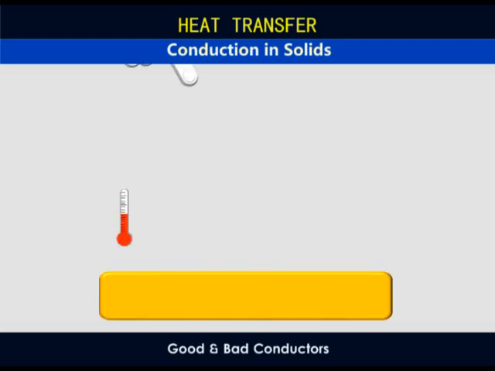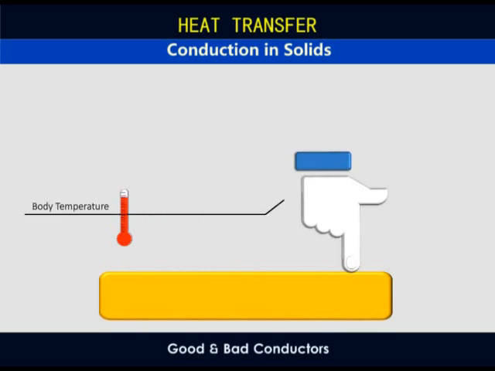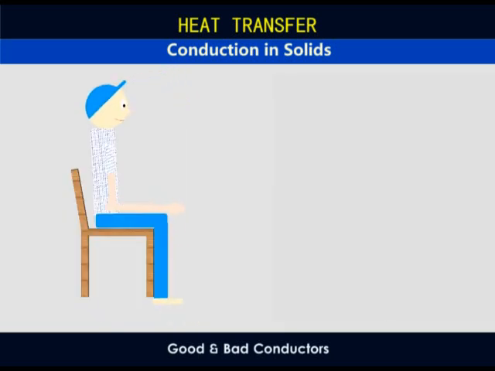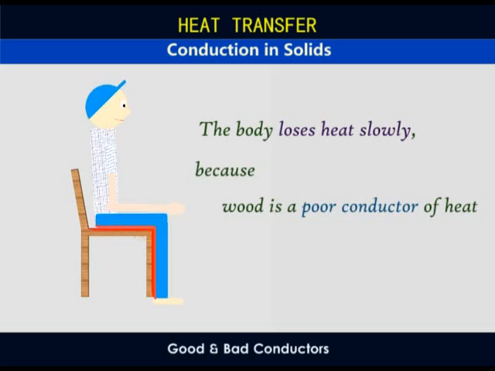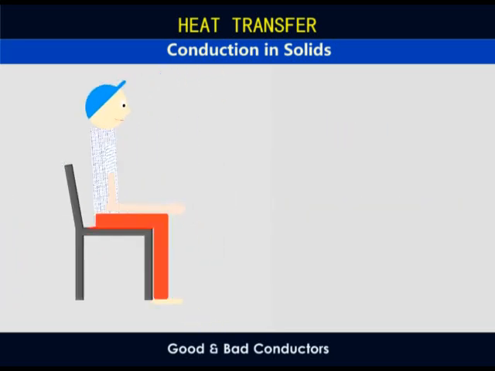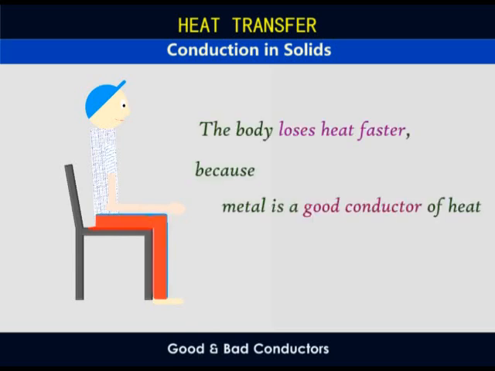First, we've said that the sensation of hot or cold really depends on whether your body is losing or gaining heat. Gaining heat is interpreted as hot, while losing heat is interpreted as cold. When you sit on a wooden chair, your body loses heat slowly because wood is a poor conductor of heat. But when you sit on a metal chair, with metal being a good conductor of heat, your body loses heat much faster to the metal, which also conducts it faster. This fast heat loss is translated as very cold.